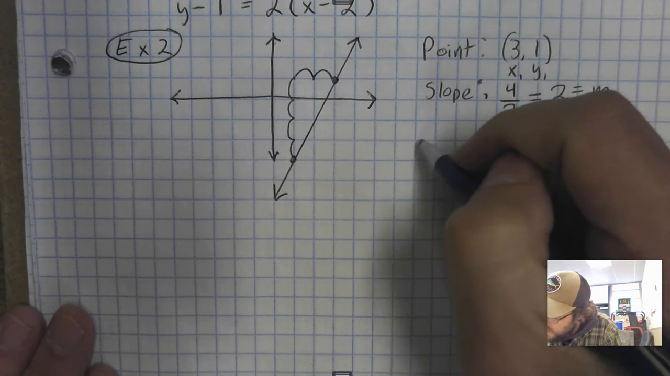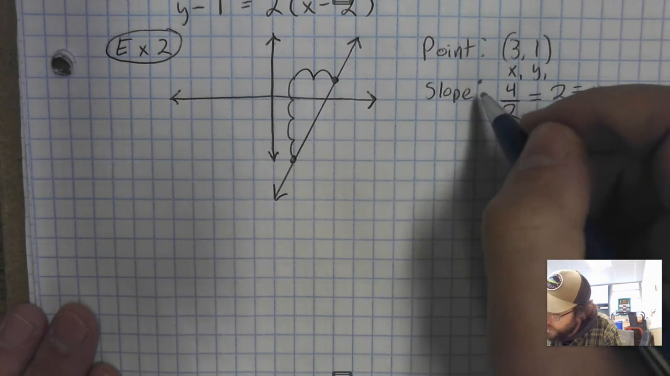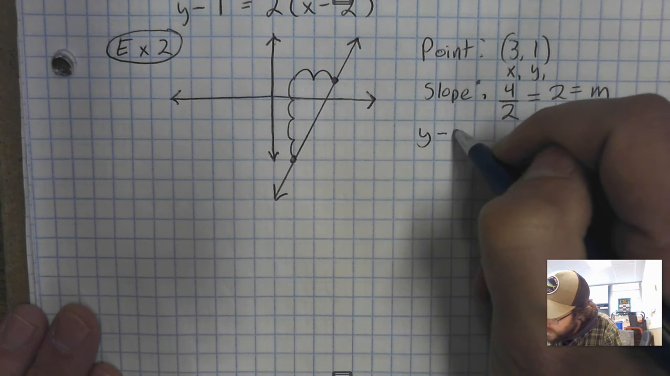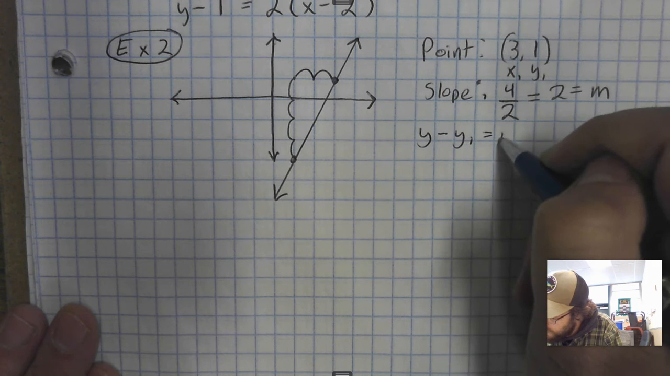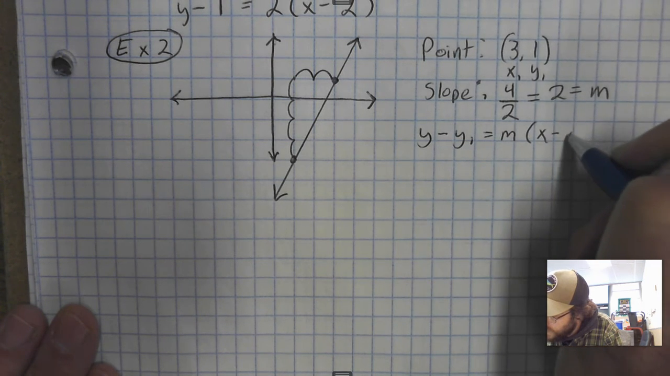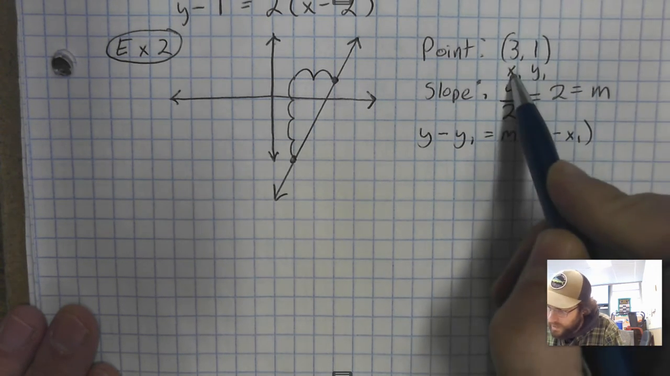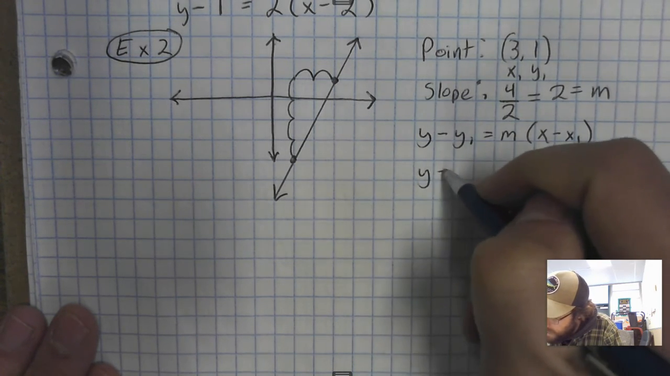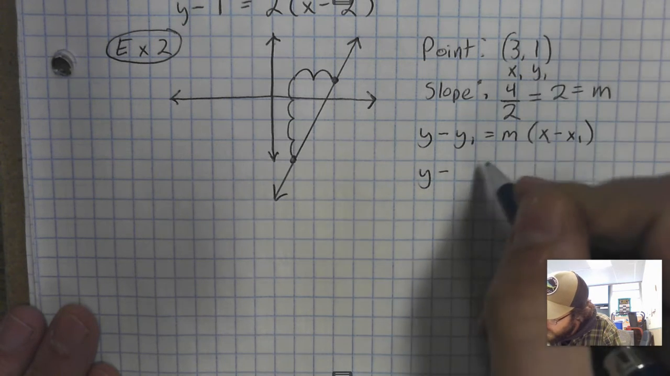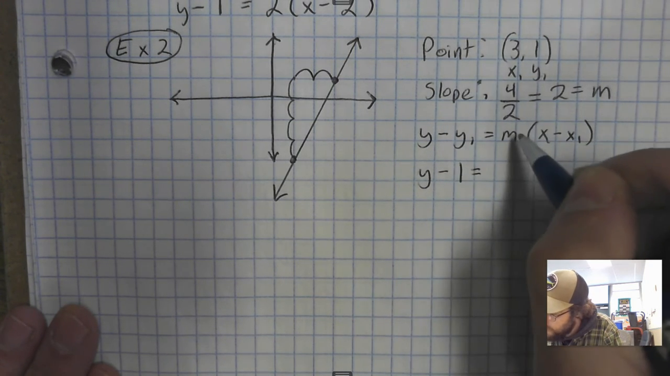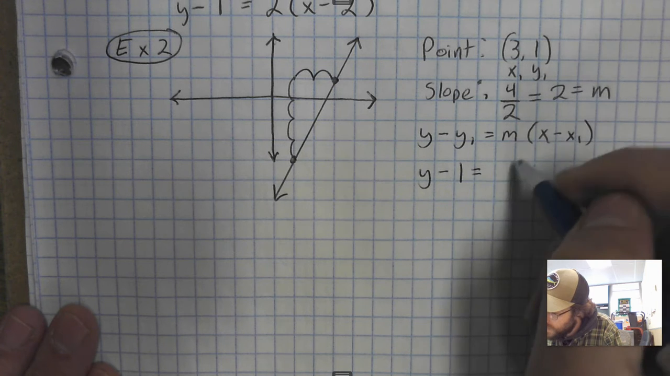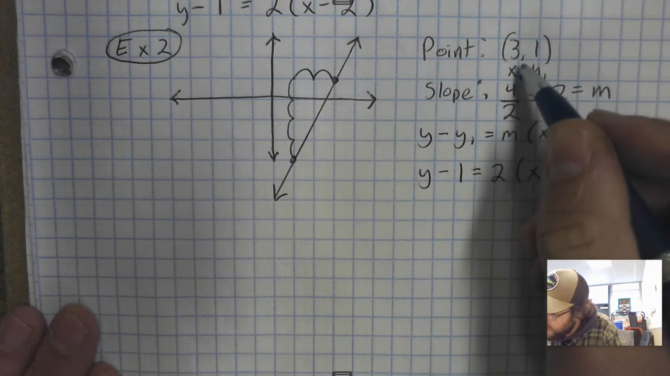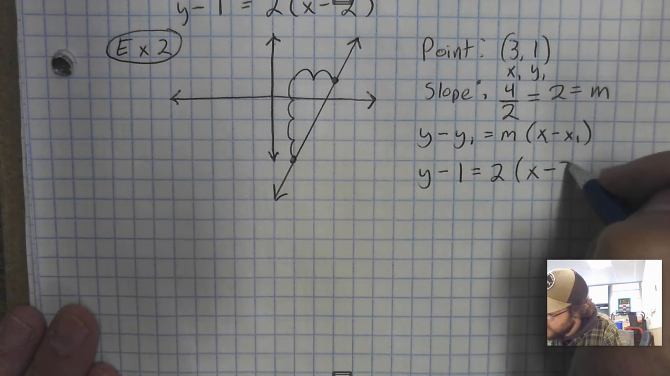From here, I'm going to put it into my point-slope form because I have a point and I have a slope. So remember, my point-slope form is y minus y1 equals m times x minus x1. And I have an x1, a y1, and an m, so I'm good to go. So let's go. This is y minus, look up here, y1 is 1, equals m. Right here, I found m, counting rise over run, is 2. X minus x1 from my point is 3.